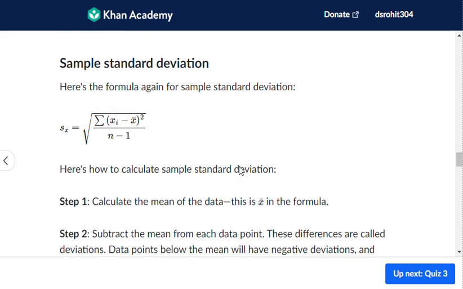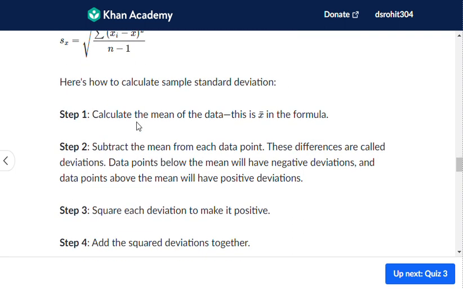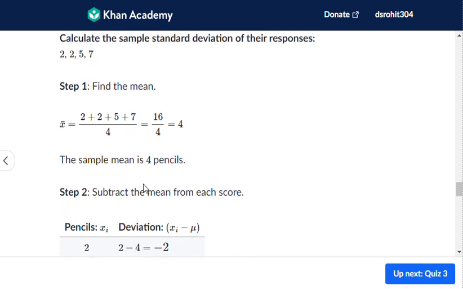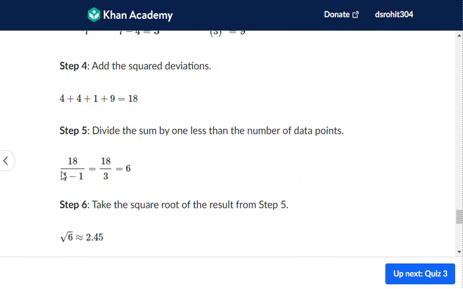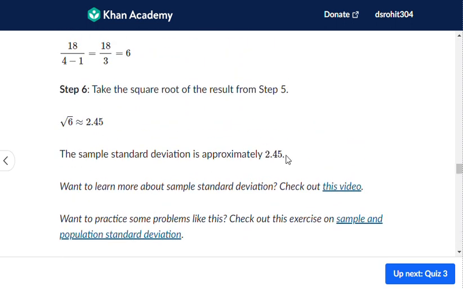And similarly, for the sample standard deviation, the only difference is that we have to divide by n minus 1. I keep doing the same steps, and the only difference is 4 minus 1. So I get the result like this.